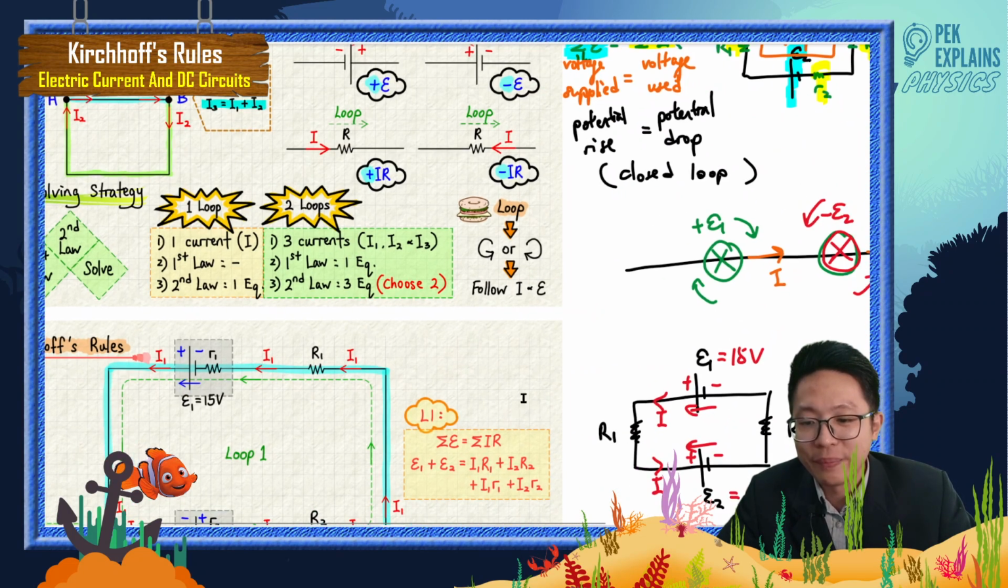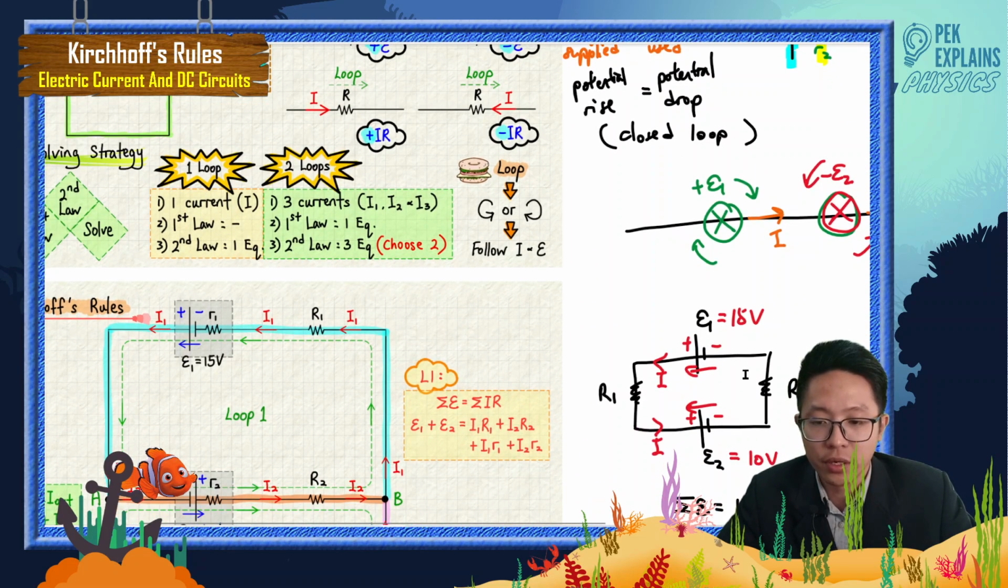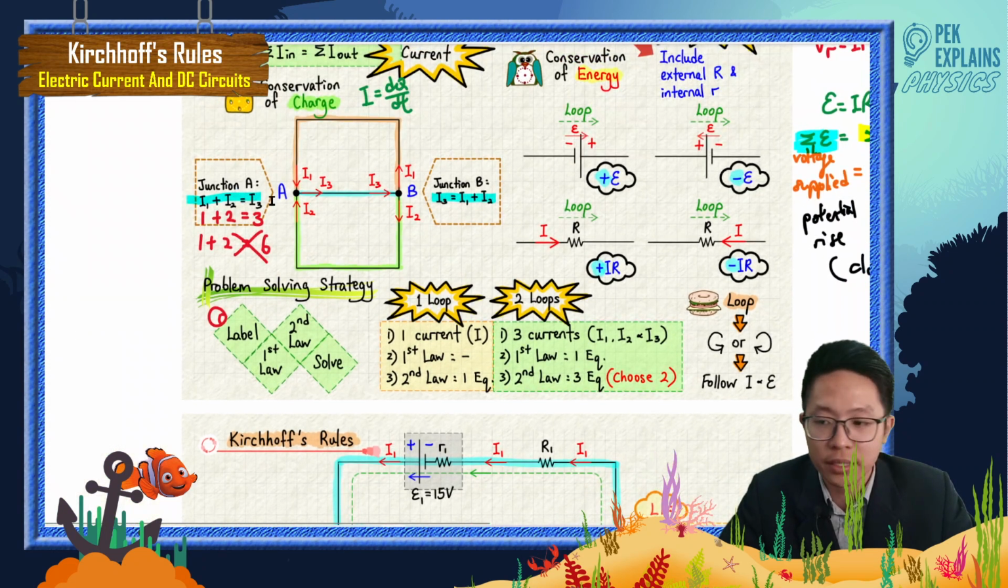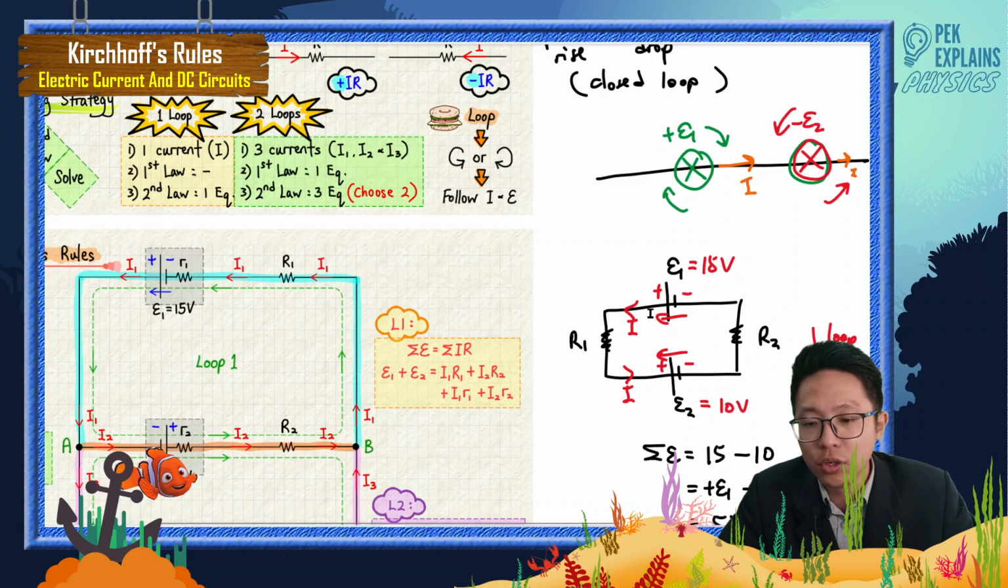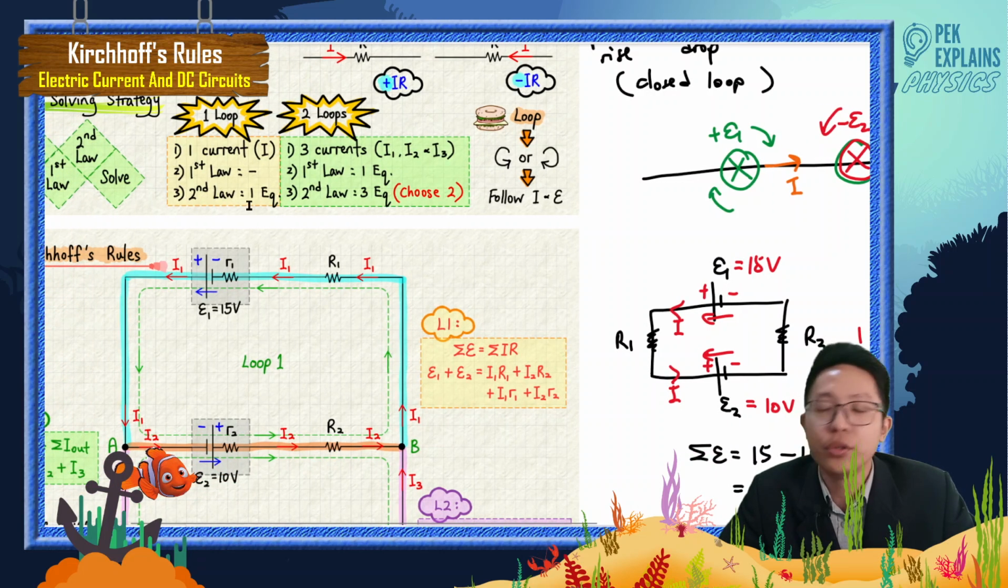Okay, so in a nutshell, if you have only one loop, there's only one current, and then there's no first law because there's no junction. You see that? It only has one current. For a junction to exist, it must have at least three different currents. But since you only have one current for one loop, you no need to apply the first law. But for the second law, since you only have one loop, you only have one equation.